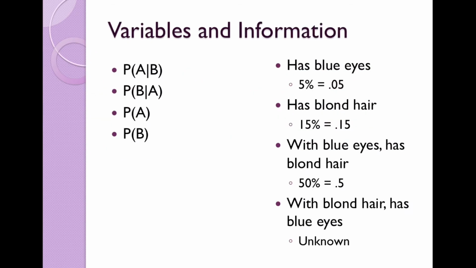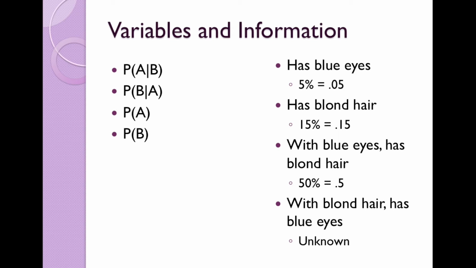First, let's match our variables to our information. Our information is listed on the right. The probability that a person has blue eyes is 5%, or 0.05. The probability that a person has blonde hair is 15%, or 0.15. The probability that a person with blue eyes has blonde hair is 50%, or 0.5. Then, the probability that a person with blonde hair has blue eyes is unknown.